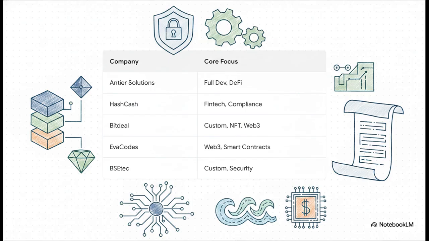When you're sourcing developers, the industry offers several top-tier specialists. For instance, Antier Solutions provides complete development, which includes white label and DeFi integrations. Then you have Hashcash consultants, who place a heavy focus on fintech, compliance, and liquidity solutions. BitDeal offers custom exchanges, but they also bring deep NFT and Web3 development to the table. EvaCodes specializes in Web3 and secure smart contracts, while BSE Tech focuses heavily on custom exchanges with really rigorous security and blockchain integration. The takeaway here? Each builder brings distinct specializations, so aligning their core focus with your specific architectural blueprint is for sure one of the most critical business decisions you're going to make.